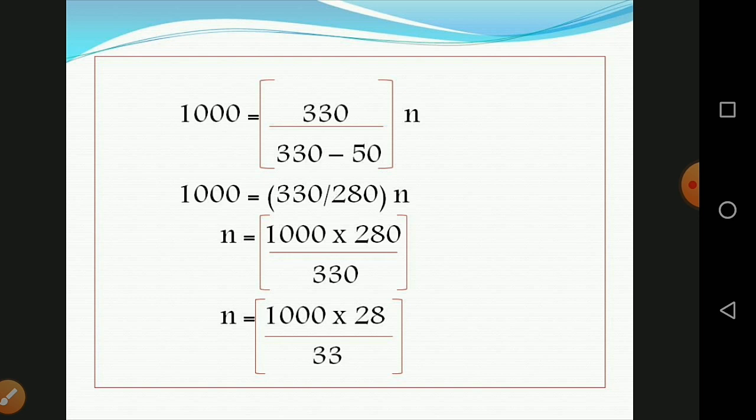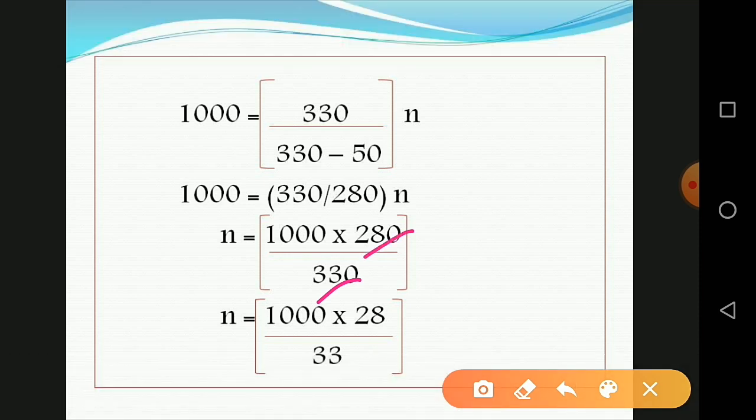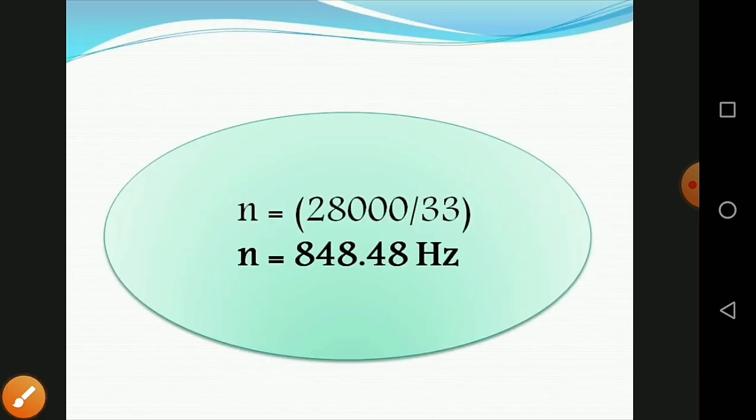So we cancel the zeros in the numerator 280 and the denominator 330, this 0 and this 0. So 1000 into 28 divided by 330, that is 28,000 divided by 33. So N is equal to 848.48 hertz. We know the N, the actual frequency, is 848.48 hertz.